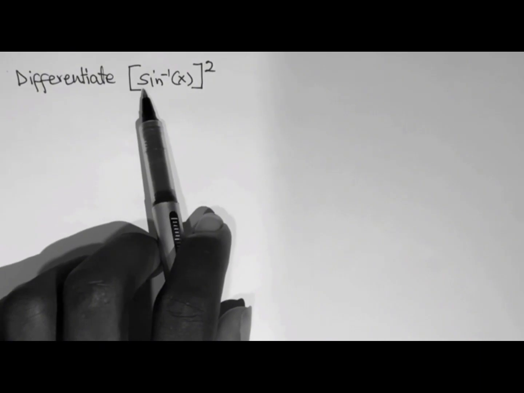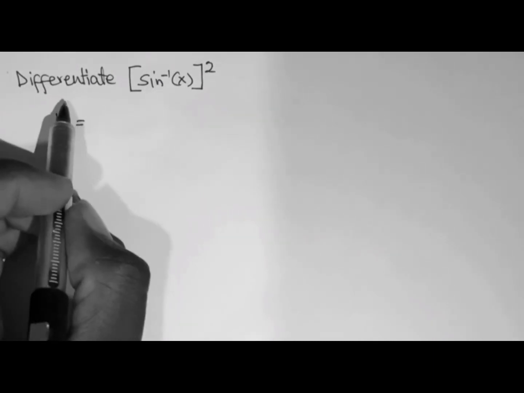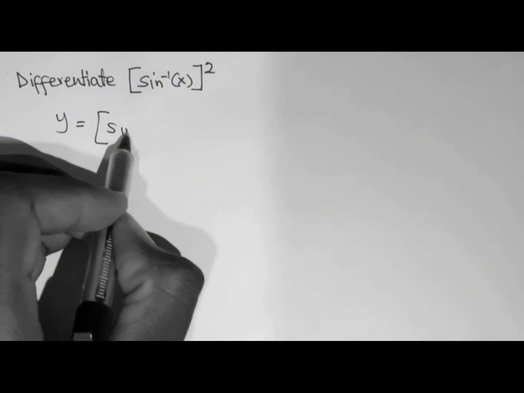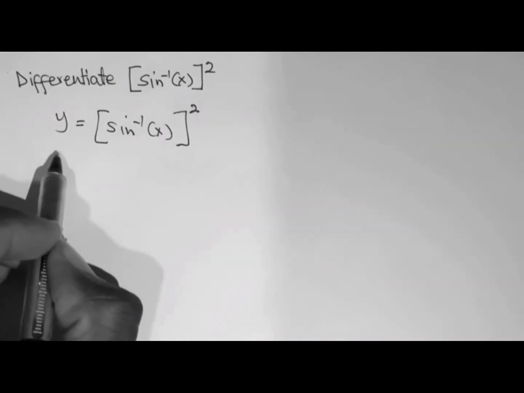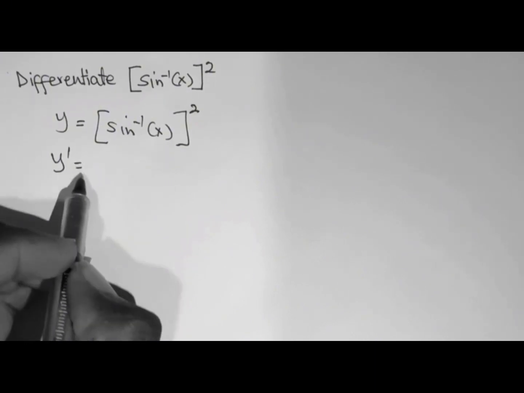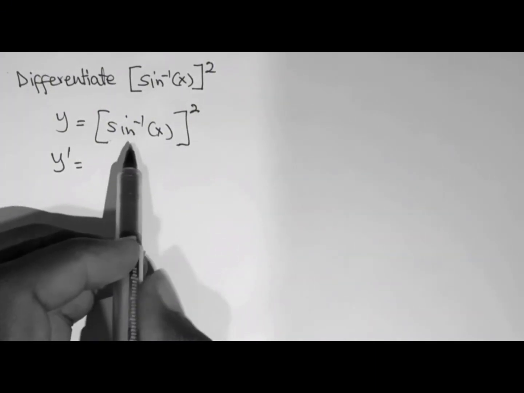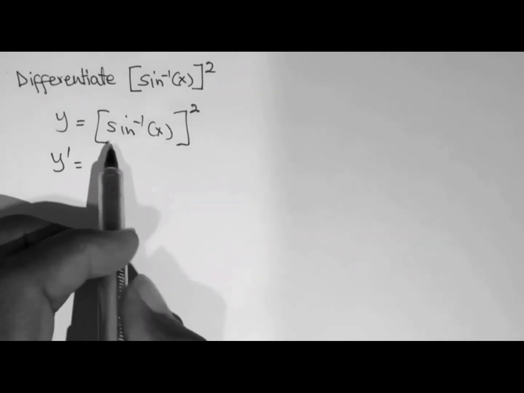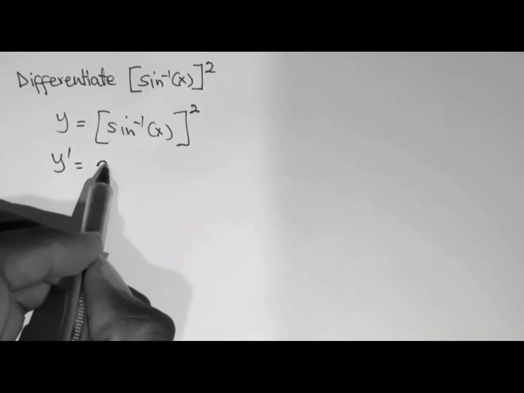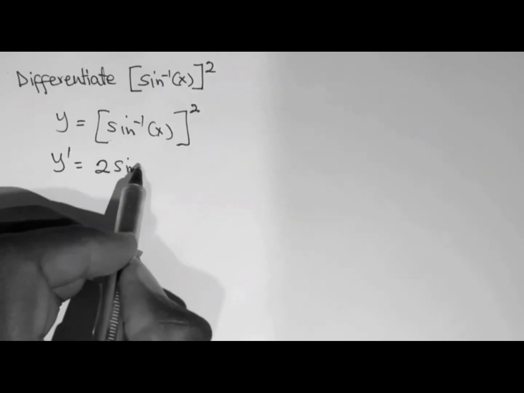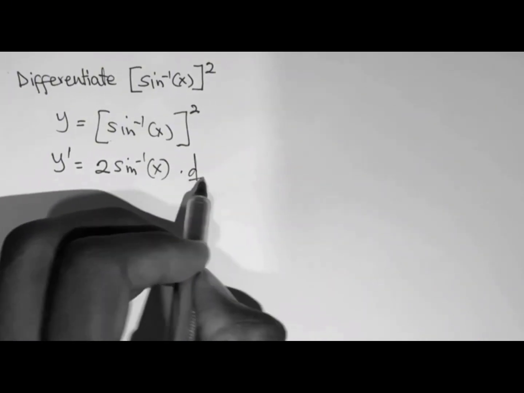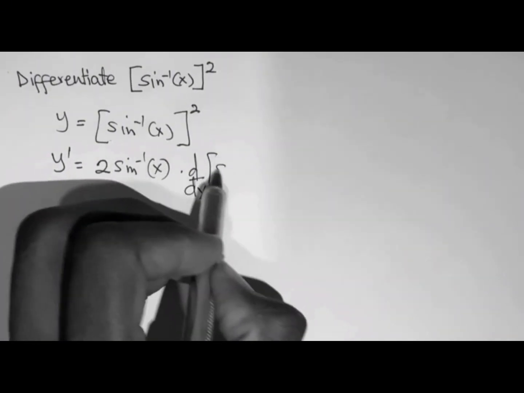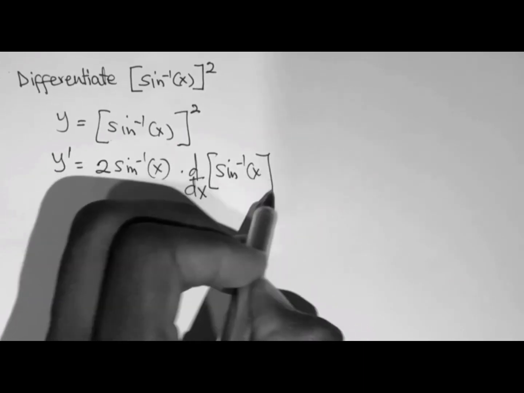Differentiate (sine inverse of x) all squared. So let's let y be equal to sine inverse of x, all squared. So y prime, we'll first differentiate the whole function, then differentiate what is inside. If you differentiate the whole function, you get 2 sine inverse of x. Then you differentiate what is inside, times d/dx of sine inverse of x.